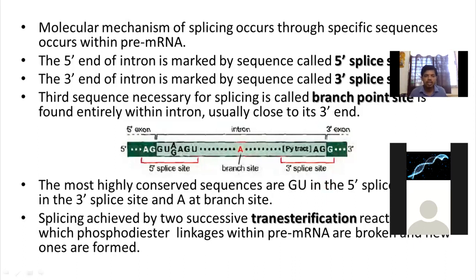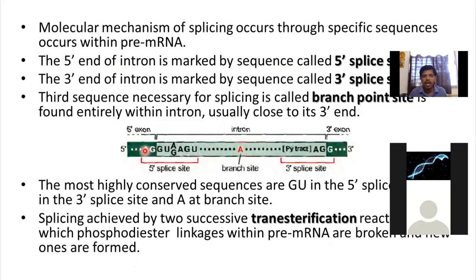First of all, this is the part of the intron. This area is called the 5' splice site, and this is the 3' splice site. It always contains adenine, so it is conserved. The 5' end of the intron is marked by sequences called the 5' splice site, and the 3' end of that intron is marked by some special conserved sequences, known as the 3' splice site.